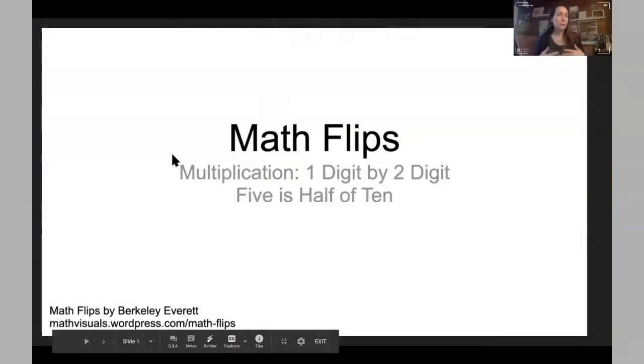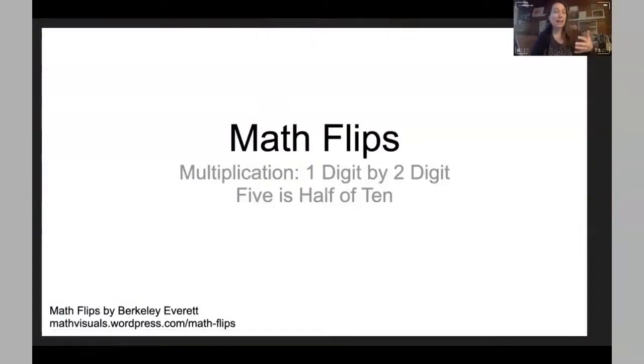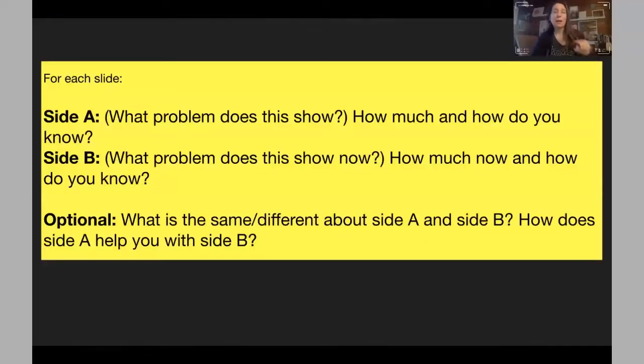This set of math flips is 1 digit by 2 digit, and the skill is 5 is half of 10. And let's make sure we look at side A and ask ourselves, what problem does this show? How much is there? How do you know? Flip it over, then look at side B. How much is there now? How do you know now? And what's the same and different about side A and side B? And how does side A help you with side B? Let's take a look at a few together.